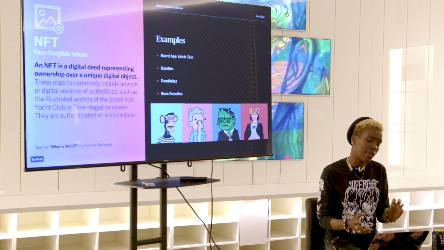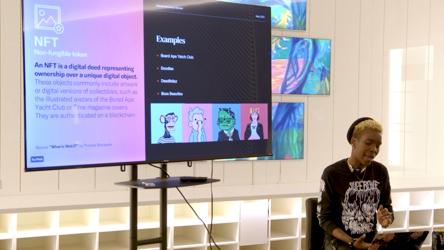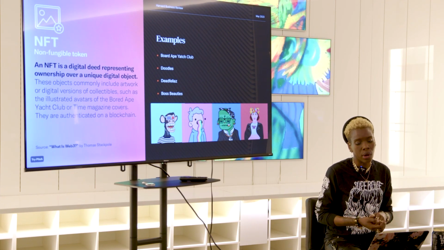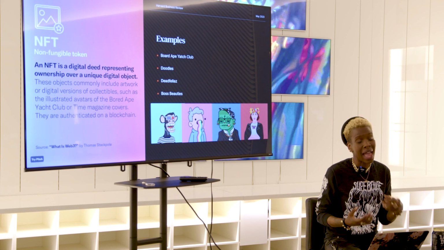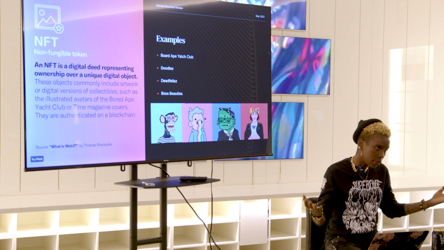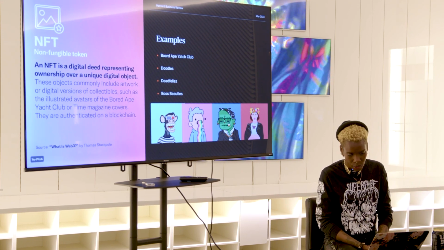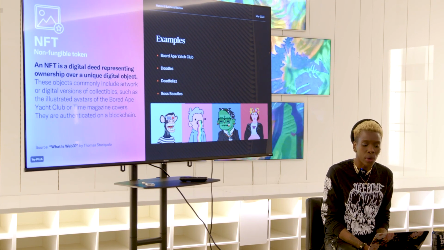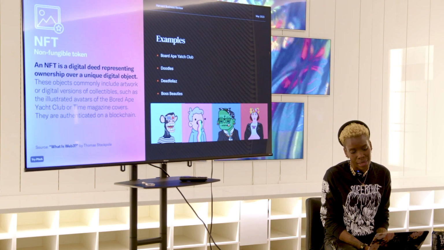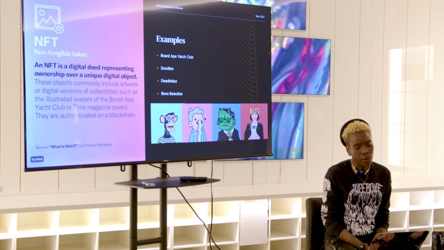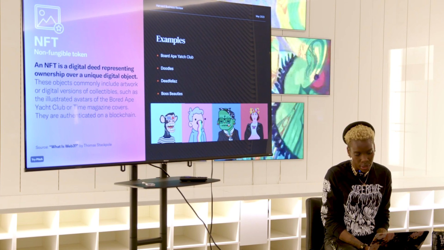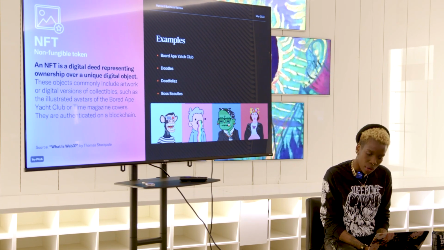But the idea is that these are collectible items that essentially can hold some value, but are more of a pass to the social club that you join. So I'll read what it says here. An NFT is a digital deed representing ownership of a unique digital object. These objects commonly include artwork or digital versions of collectibles, such as illustrated avatars of the Bored Ape Yacht Club or Time magazine covers. They're authenticated on the blockchain.